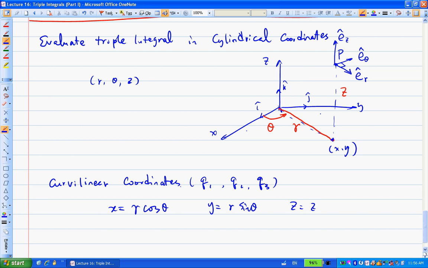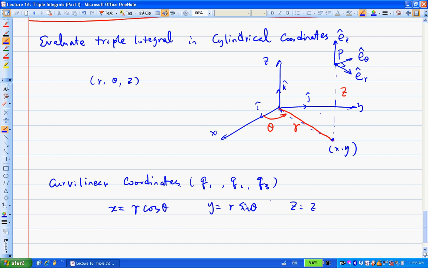You set x to a constant, meaning it's actually what? A plane, right? It's a plane. You set y equal to a constant, it's also a plane. You set z equal to a constant, it's also a plane. But let's consider it a surface, right? Basically, when you set a coordinate equal to a constant, you end up with a surface. Is that good? Same rule applies to any of these curvilinear coordinates. You set q1 equal to a constant, you end up with a surface. You set q2 or q3 equal to a constant, you end up with a surface. The surface is not necessarily a plane. It can be a curved surface.